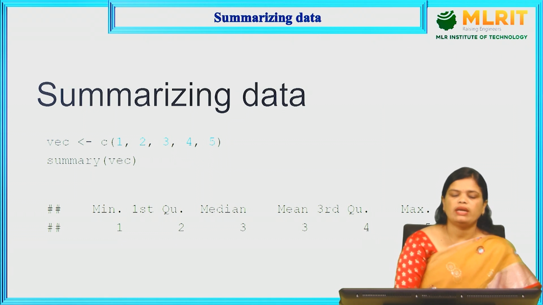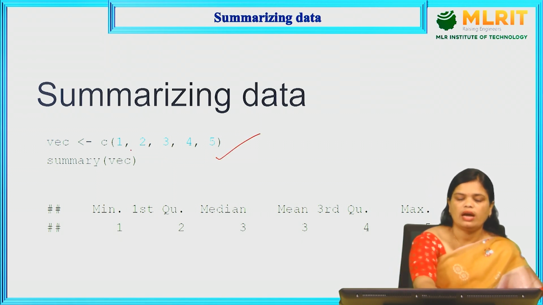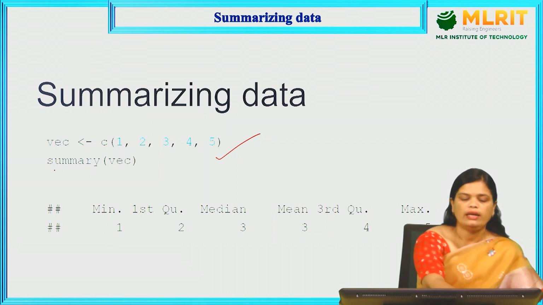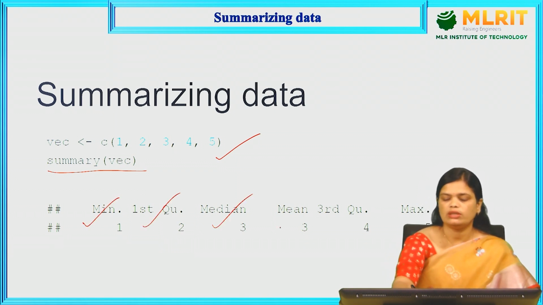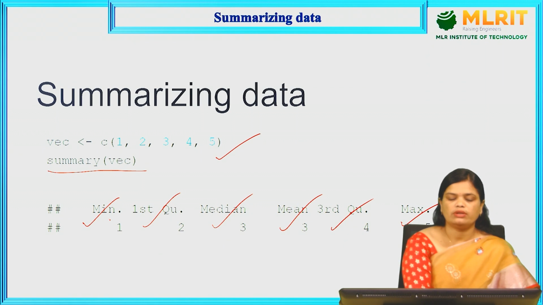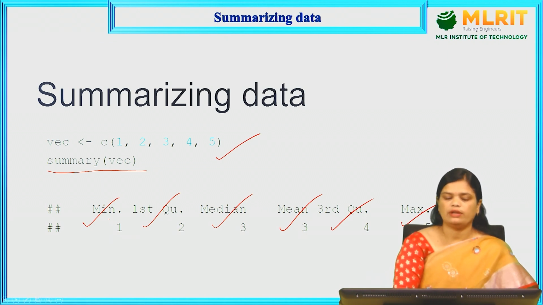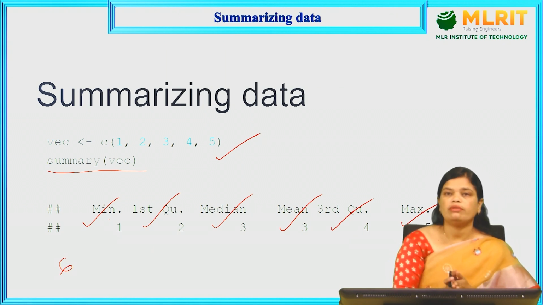Summarizing the data. Here, we apply the summary function to different data types available in the R programming language. Here I have a vector with the values 1, 2, 3, 4, 5, and I am applying the summary function to the vector. Observe the output. It generates six parameters. The first is the minimum value in the vector, then the first quartile, the median, the mean, the third quartile, and the maximum. These six parameters are generated when we apply the summary function to numeric data.